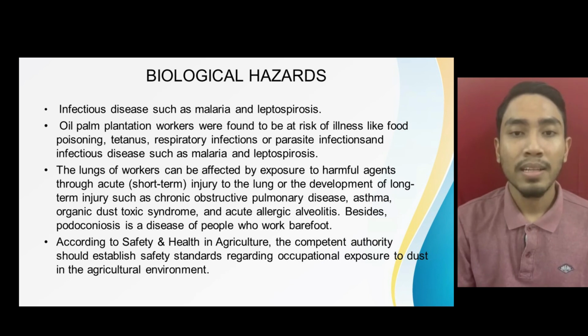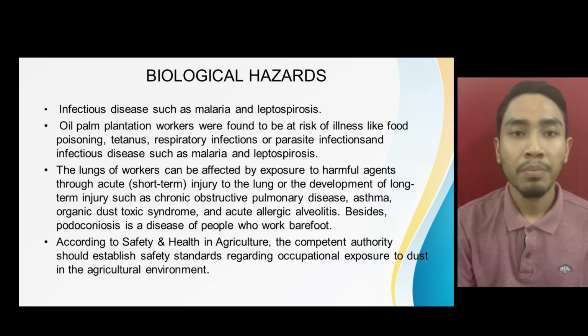Next is biological hazard, including bacteria, viruses, parasites, and mold or fungi. They can pose a threat to human health when they are inhaled, eaten, or come in contact with skin. All palm plantation workers were found to be at risk of illnesses like food poisoning, tetanus, respiratory infections, or parasite infection, and infectious diseases such as malaria and leptospirosis. Leptospirosis is a severe zoonosis that is transmitted through animal hosts.